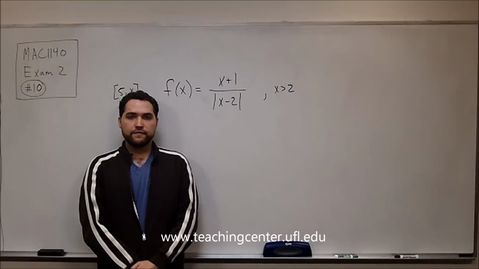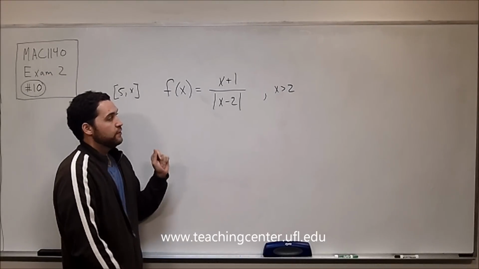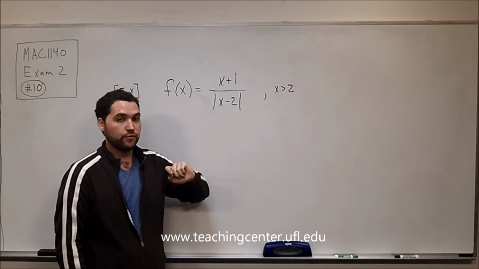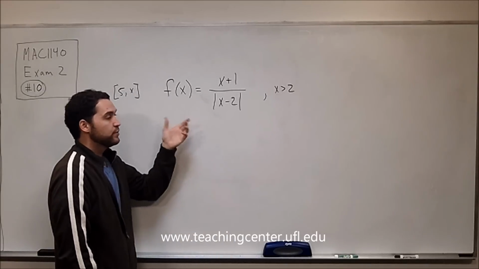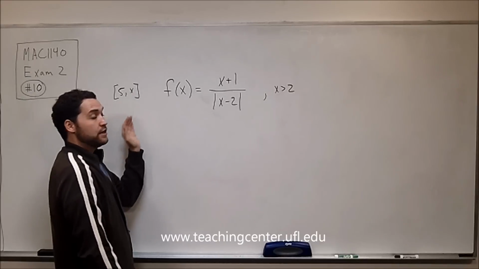Welcome to problem number 10 for MAC 1140 Exam 2. In this problem, they give you a function, and they say this is the function whenever x is greater than 2, and they want to know the average rate of change of this function from the value 5 to some value x.